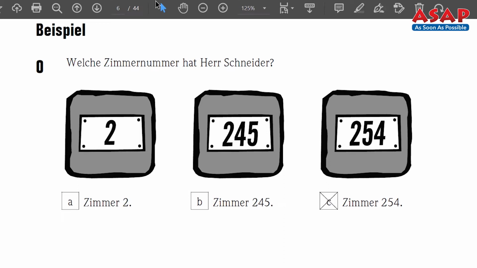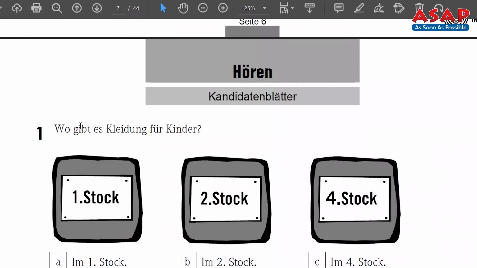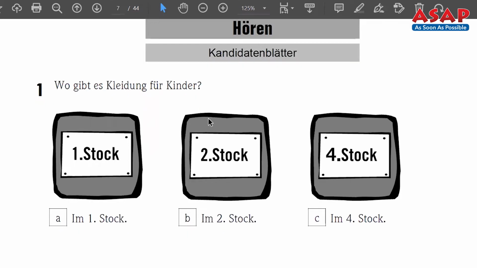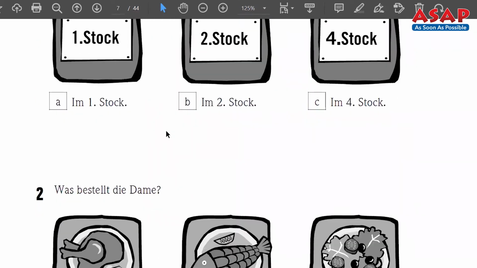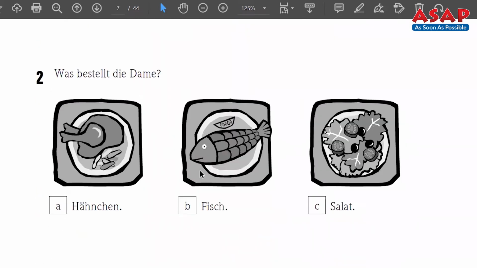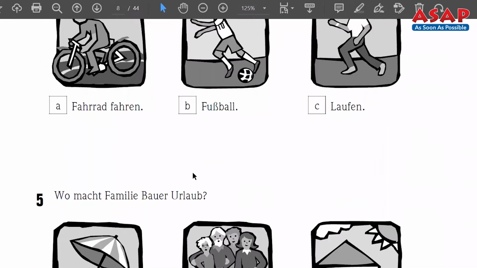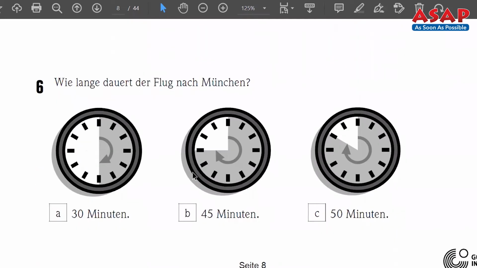So let's go ahead now. This is the sample, and here question number one: Wo gibt es Kleidung? Now we will not solve this, I just wanted to show you the question and three options. The third, fourth, fifth, and sixth questions, these six questions, will have separate audio. Each question will have one audio and it will be played twice immediately. Like if you're listening to the sixth question, you will listen to it twice.